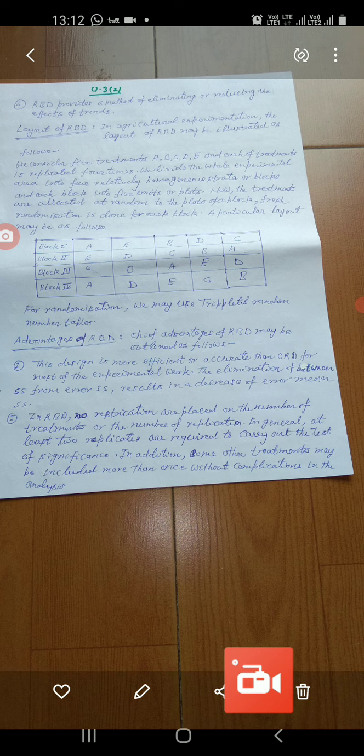For randomization, we may use a triplet random number table, by which we select random numbers. So this is all about our today's class, and this is very important and very popular in the field of research. So you should prepare this. Okay, thank you.